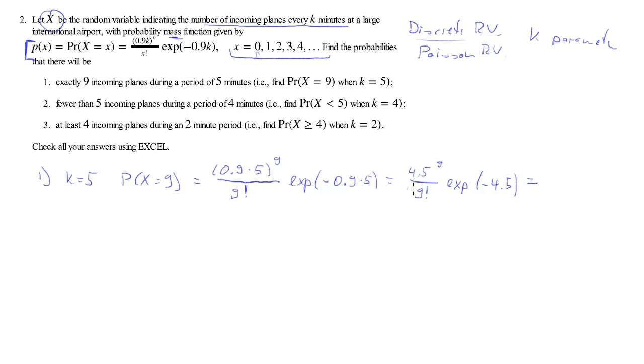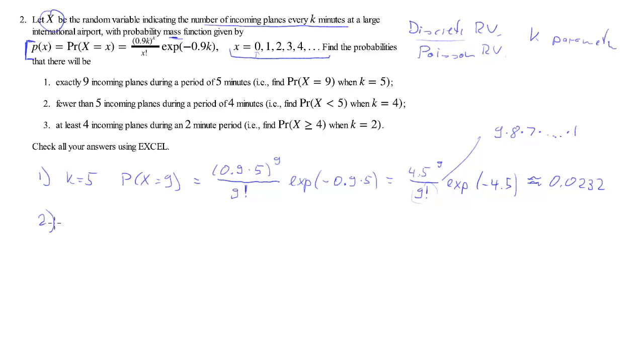Of course you need to know how to calculate 9 factorial. This is just 9 times 8 times 7 and so forth, all the way down to times 1. That's a pretty big number. You can check out yourself what it is. Once you do that, what we get is approximately 0.0232. So approximately 2.5% is the probability that we get exactly 9 planes in 5 minutes.